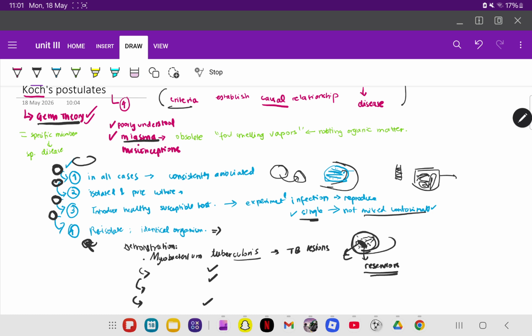So the four postulates being: it should be present in all cases of the disease. It should be isolated and grown in a pure culture, reintroduced into a susceptible host, and then re-isolated and identified. It should be the identical organism.